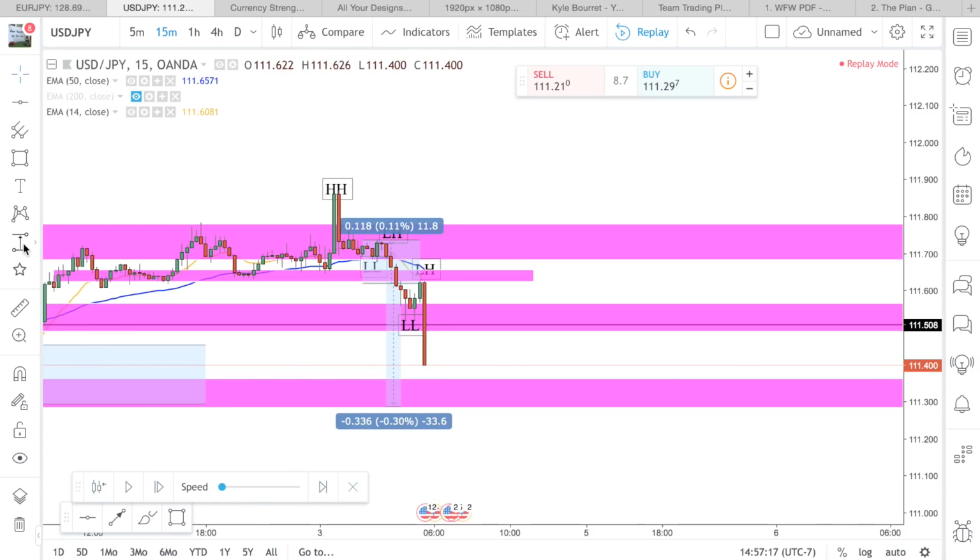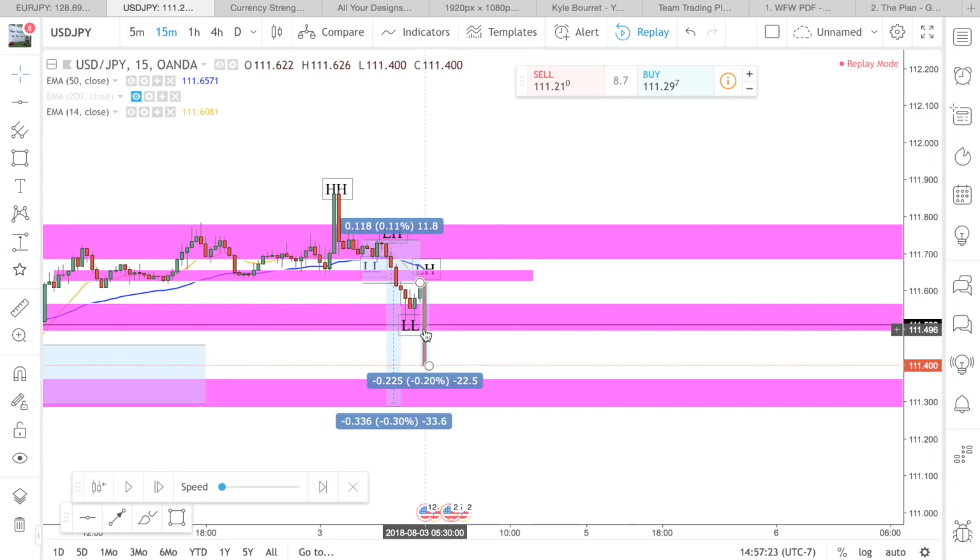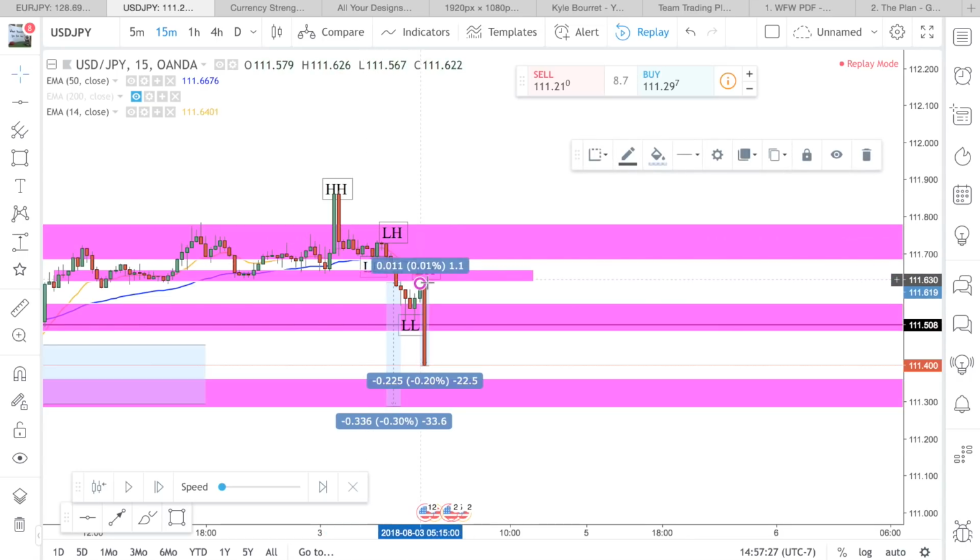But even at this point, it's already at 22. Your profit should already be taken for most of your entries. Your stop loss ends up becoming 0. Your stop loss is 0.